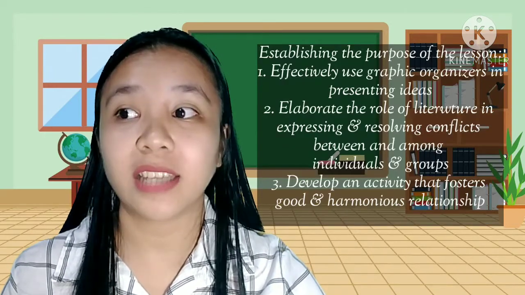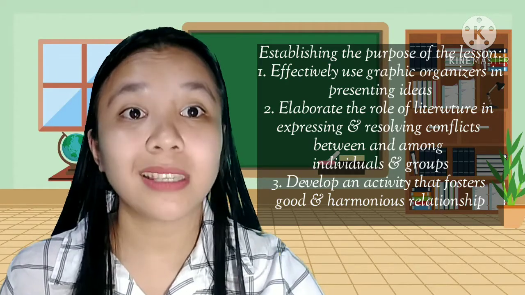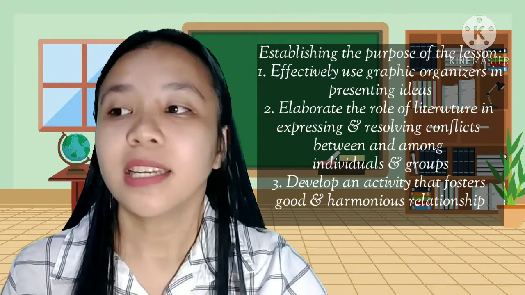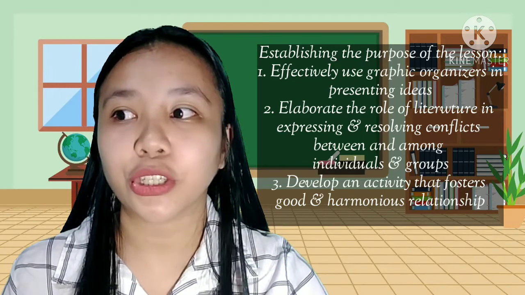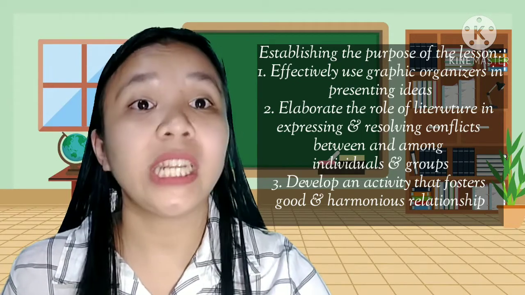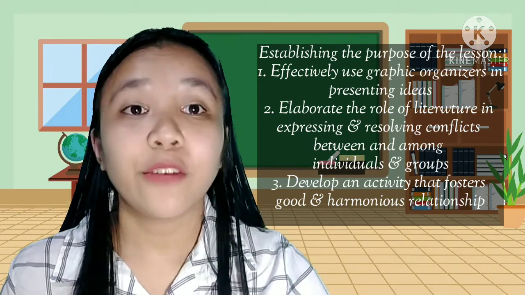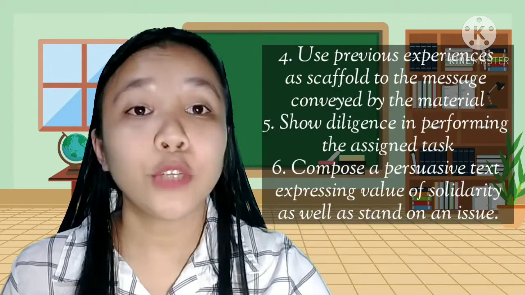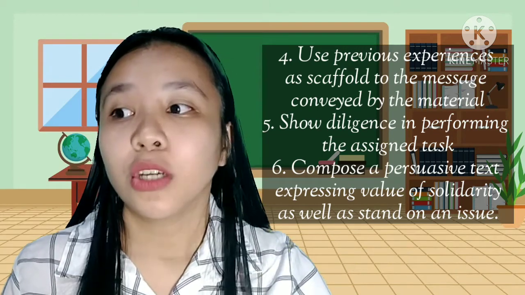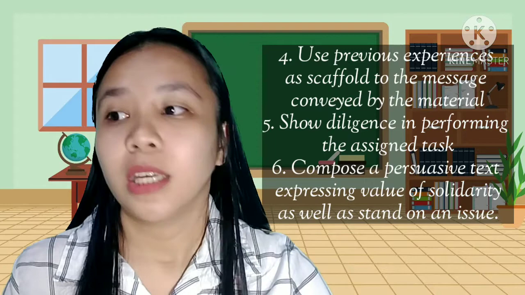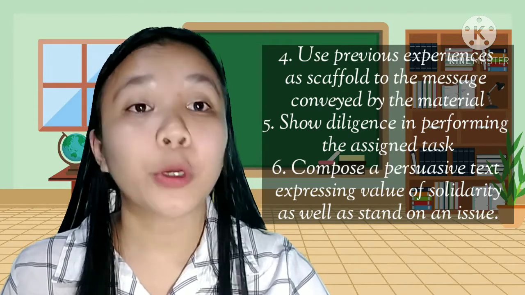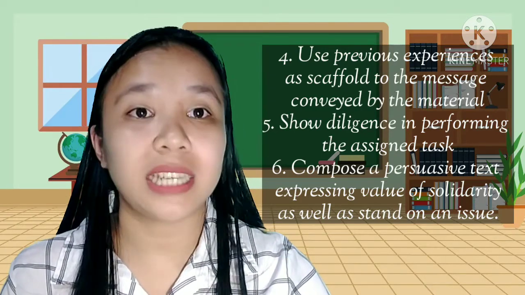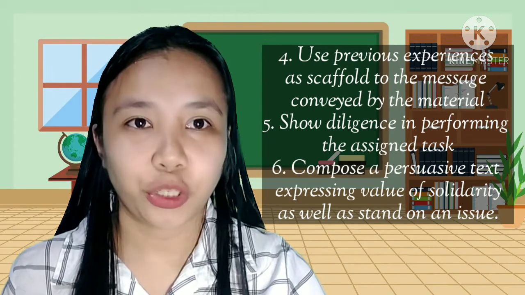As we go through the lesson for today, every one of the students is expected to: first, effectively use graphic organizers in presenting ideas; second, elaborate the role of literature in expressing and resolving conflicts between and among individuals and groups; third, develop an activity that fosters good and harmonious relationship; fourth, use previous experiences as scaffold to use message conveyed by material viewed; fifth, show diligence in performing the assigned task; and sixth, compose a persuasive text expressing value of solidarity as well as stand on an issue.